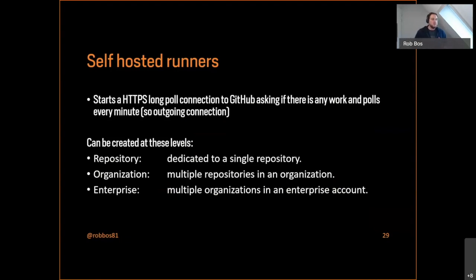You can create the runners at the three levels again. You can create it and dedicate it for a single repository, or enable it on the organization level, and then multiple repositories in the organization can use it. Or you can even set it up for the enterprise, and then all the organizations in that enterprise account can use it.